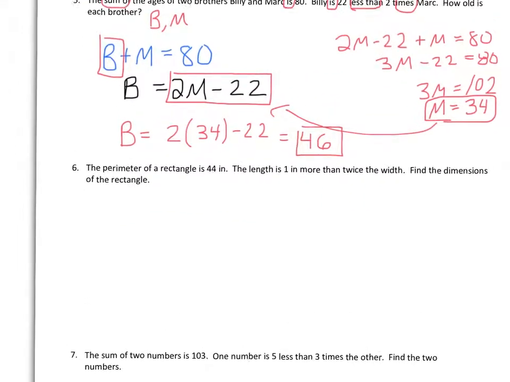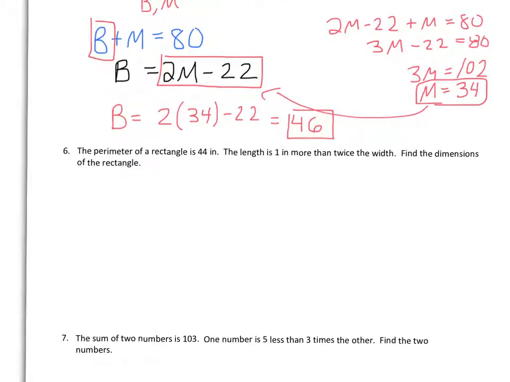All right, number 6, we got the perimeter problem. Did some perimeter problems on Friday. Had a good time. So perimeter of a rectangle is 44. The length is 1 inch more. That means inches, not in. So we know addition is going to be there, and 2 times something is going to be there. Find the dimensions of the rectangle.